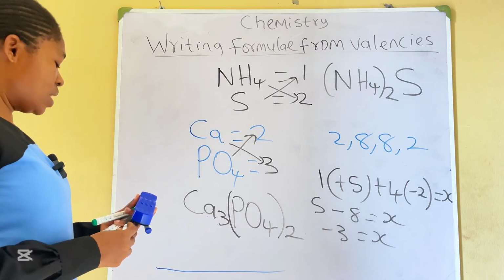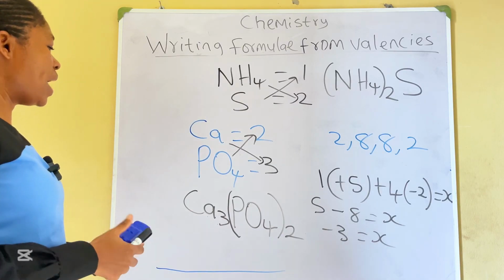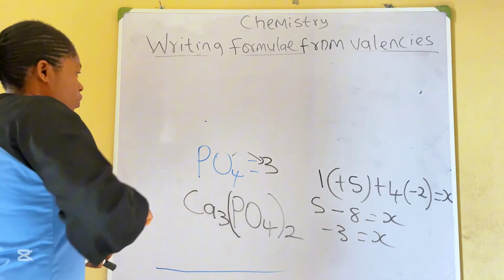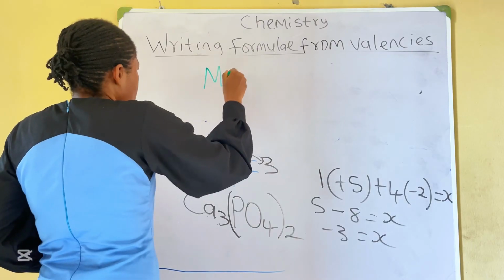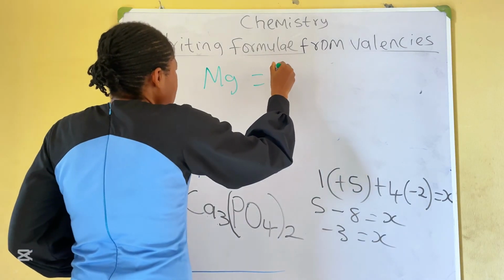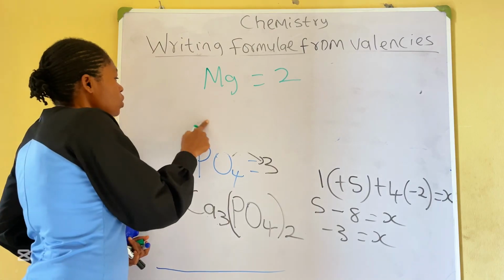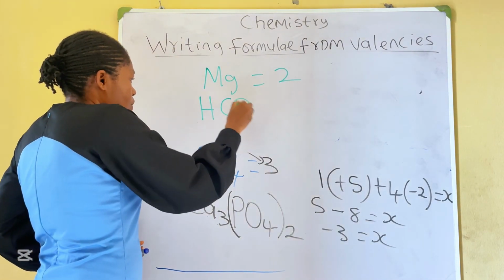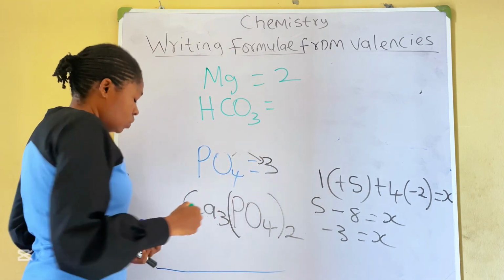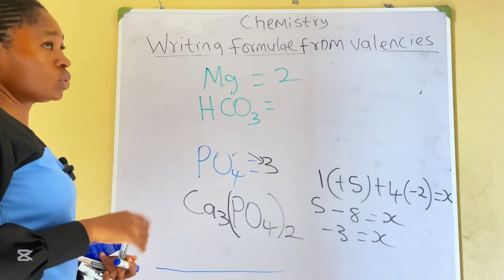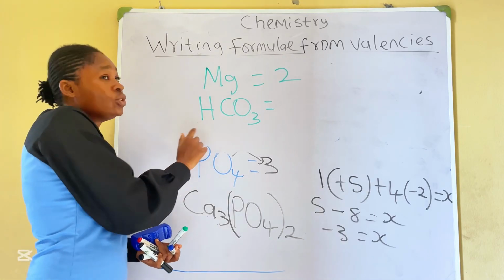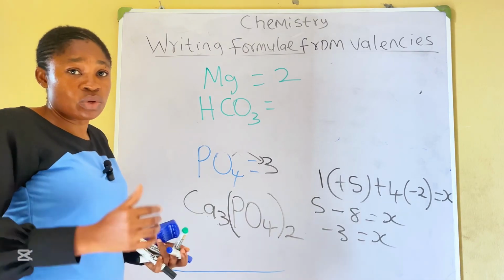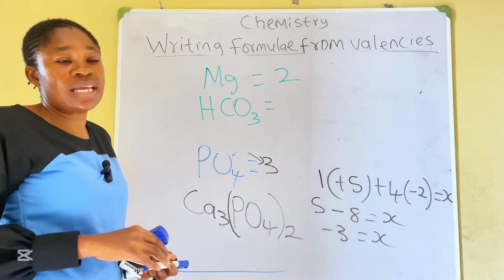Okay, let's look at the last one. Magnesium hydrogen trioxocarbonate(IV). The symbol for magnesium is Mg. Valency is 2. Hydrogen trioxocarbonate(IV). The charge is 1 minus. Remember, the oxidation number of hydrogen is always, conventionally, +1, except in metallic hydride.